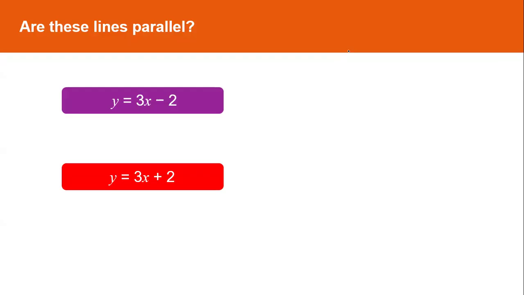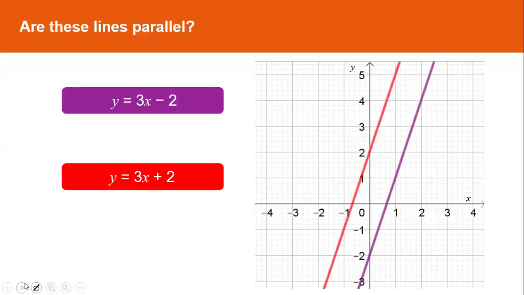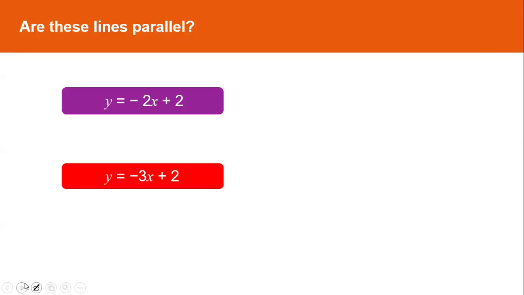Okay, looking through the chat, people are saying yes, they are parallel. Same gradient. Some of you have answered in a very good way. You have said yes, they are parallel because they have the same gradient, and you have even gone further to say that the gradient is 3. Very good. We can continue. So when you draw those lines, they will look like that. Yes, both have the same gradient, and therefore we can say that they are parallel.